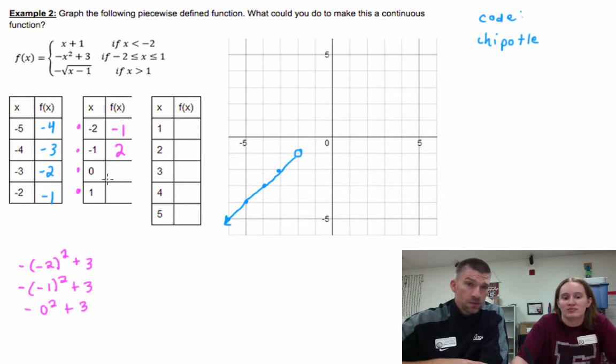Negative 0, though. Seriously. Well, 0 squared is 0. You make it negative, and it's still 0. 0 is neither negative nor positive. What? I know, right? Isn't that crazy? Mind blown. And then plug in 1.